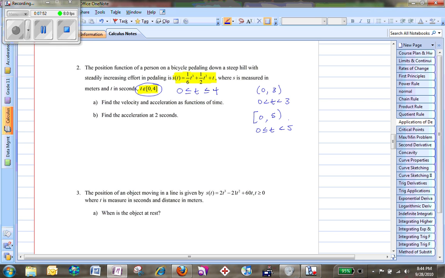The question here asks for you to find the velocity and acceleration as functions of time, meaning all it's saying is find the velocity function and find the acceleration function. So find v of t. v of t is 3 over 6, which is a half t squared, plus 2 over 2, which is 1t, plus 1. a of t is equal to 2 over 2, which is 1t plus 1. Part B says find the acceleration at 2 seconds, which means find a at 2, which is 2 plus 1, which is 3 meters per second squared. There are the units for acceleration.